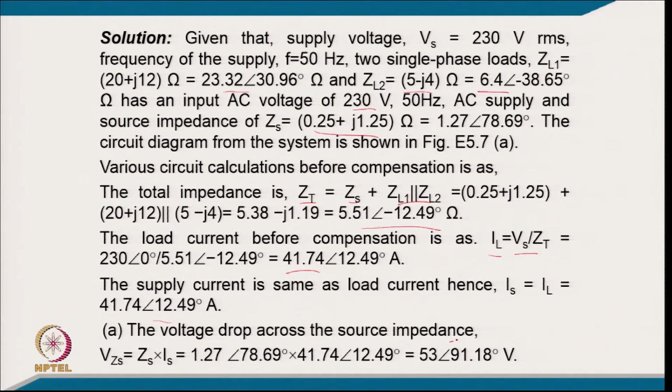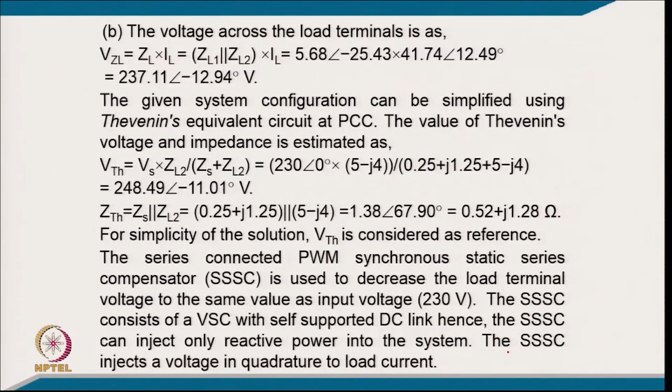The voltage across the source impedance will be the source impedance multiplied by the current. So, that comes to 53 volt. The voltage across the load terminal will be ZL times IL. So, keeping the values, it comes typically to 237.11 volt.